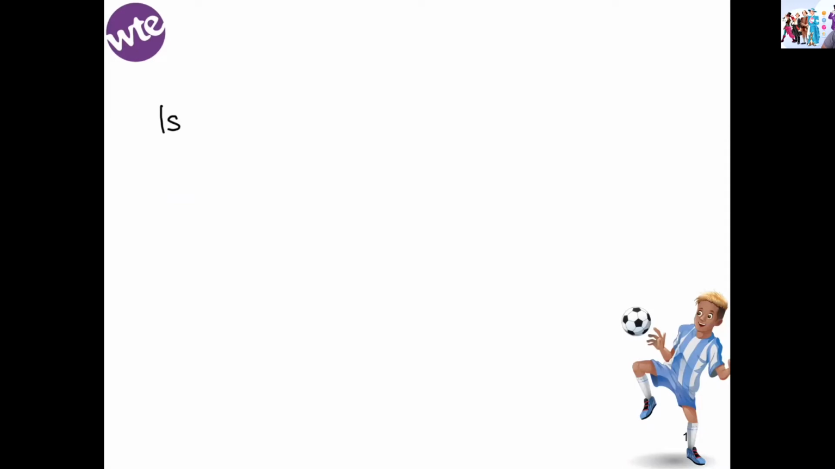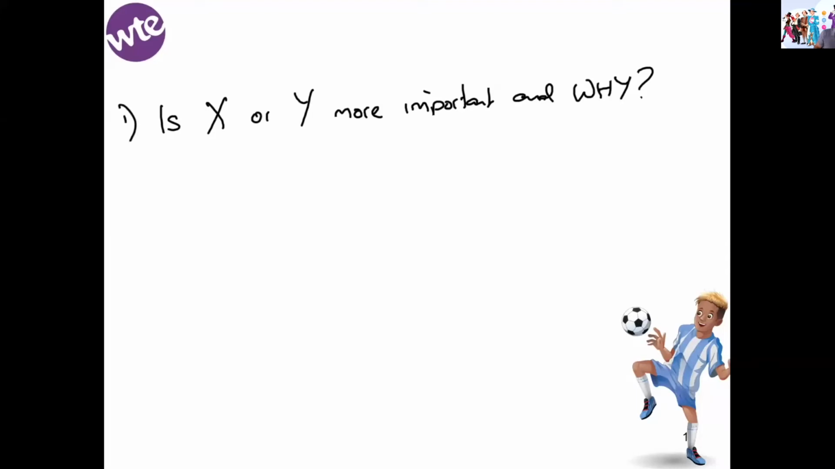Is X or Y more important, and why? I don't mind, even in question design, fully capitalizing a keyword. And at this stage, I would do that. I tend to do that in exams as a university examiner. I'd encourage you. Here's another one.